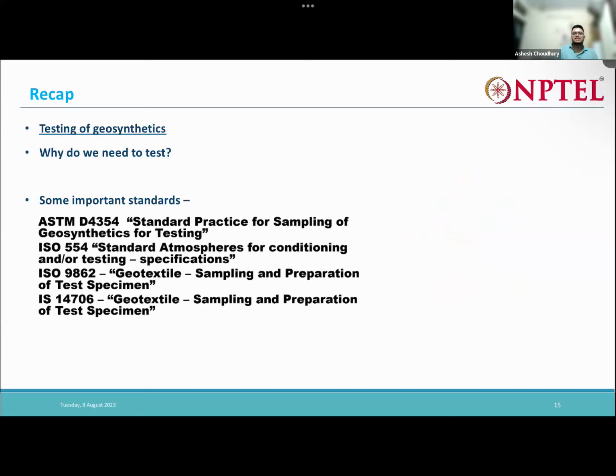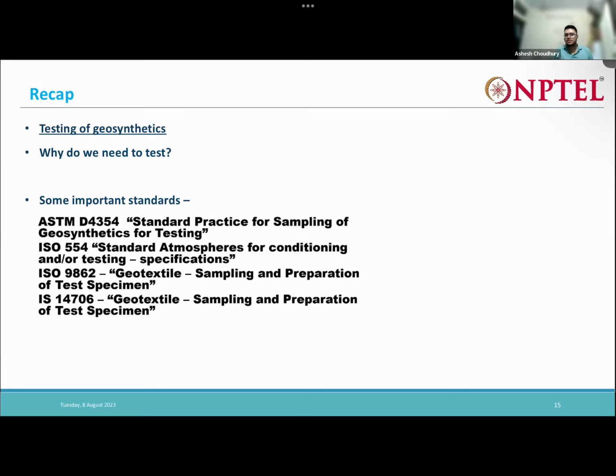Say some supplier has given you many types of geosynthetics, many types of geotextile maybe. So you need to identify the type of the geosynthetic. So what we need to do? We need to do some tests. So first is the identification. Next is to select which type of product will be actually suitable for your usage.